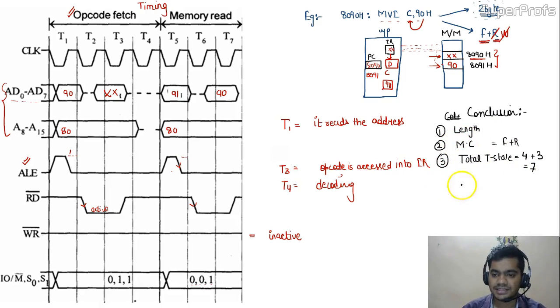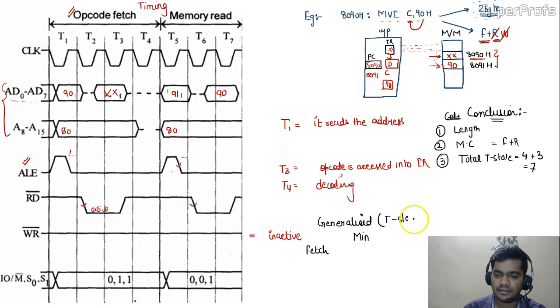Okay, so this is the conclusion that is drawn from this, and if we want to generalize our T states, we can write, for fetch, the minimum T states and maximum T states. So for fetch we can see that the minimum is 4 and the maximum would be 6. There are some instructions in which the T states for the fetch operation would be 6.